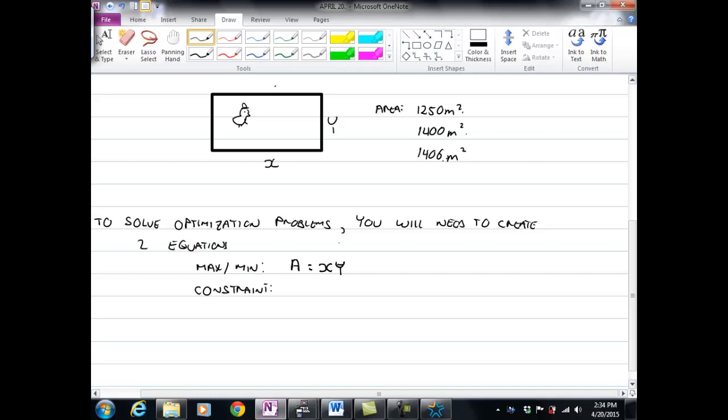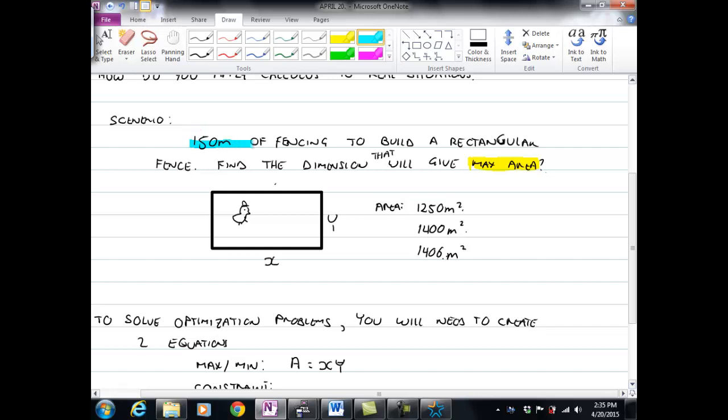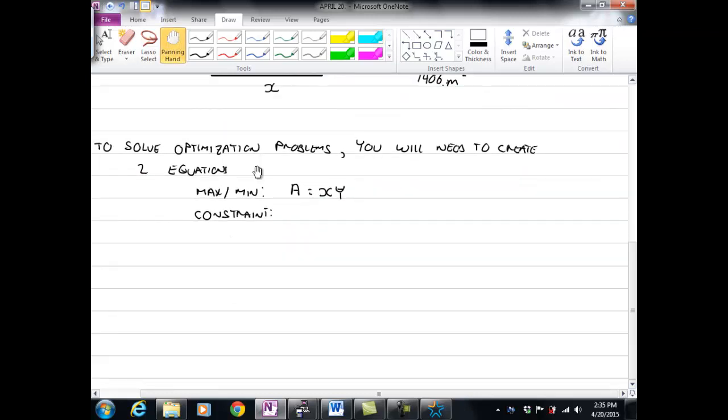Constraint is a second equation that says what limits you. If I look at my question, the thing that limits me is that I have 150 meters of fencing. This is my constraint: 2x plus 2y equals 150. Easy. But the problem is I have two equations, and I can only work with one.